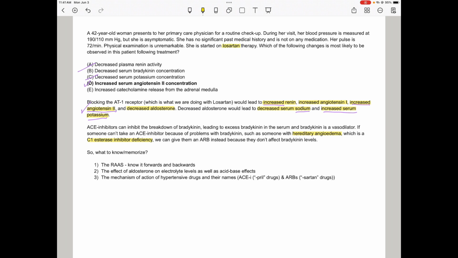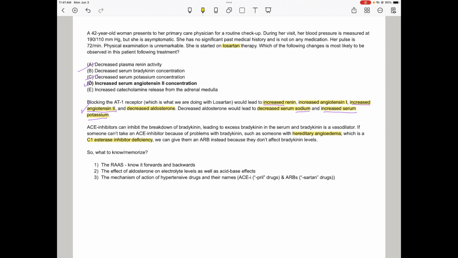We gave the patient losartan. We did not give her an ACE inhibitor. So bradykinin has nothing to do with ACE inhibitors. In fact, if a patient needed an ACE inhibitor but they had hereditary angioedema, it would be reasonable to give them instead an ARB rather than an ACE inhibitor.